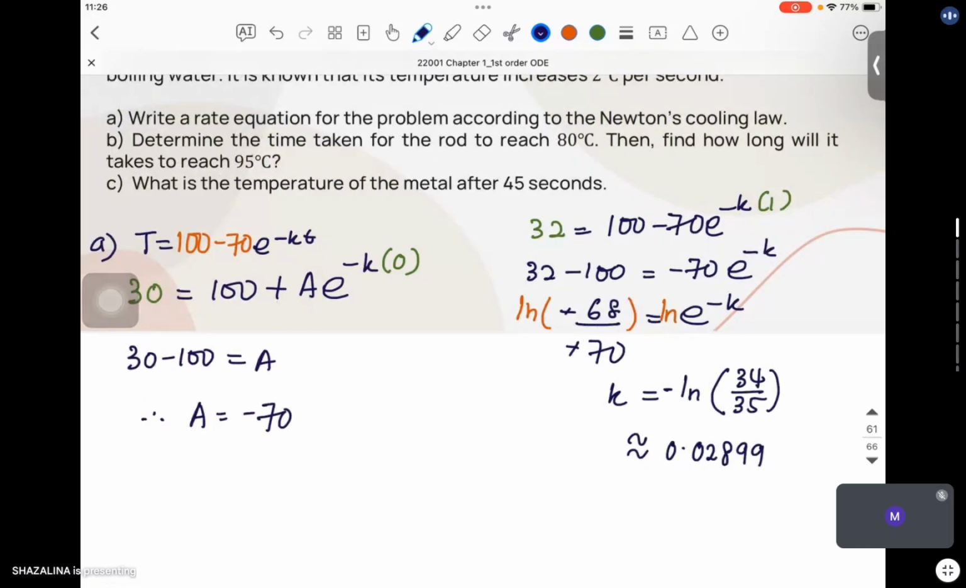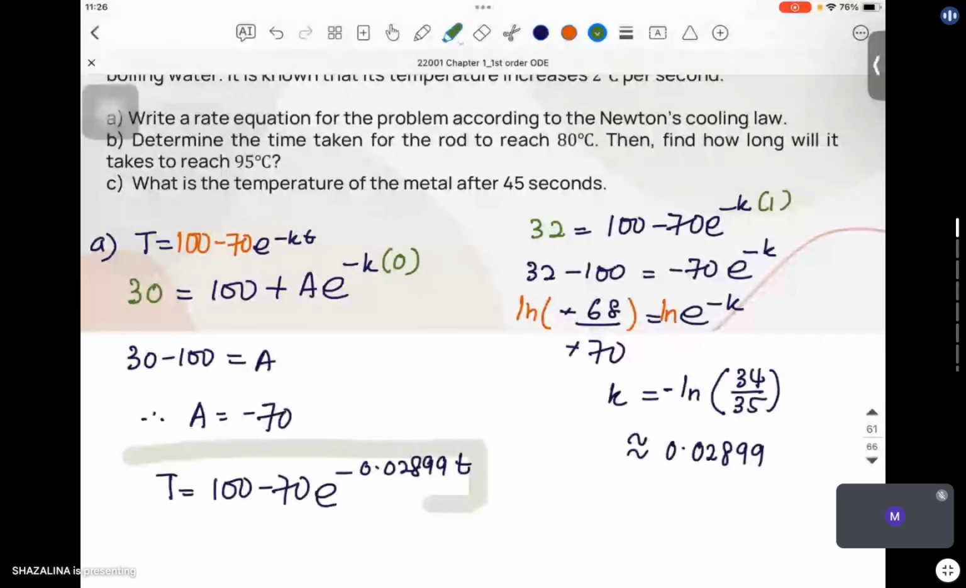So to answer the question, which asks us to write a rate equation, our rate equation according to the Ts, A and k values is T equals 100 minus 70 exponent negative 0.02899 t. So inilah dia the answer. Ada soalan?